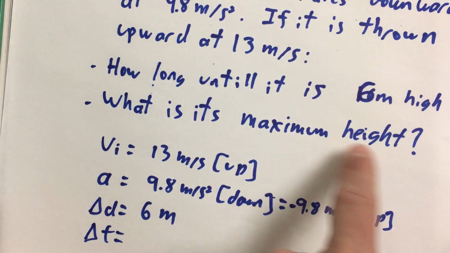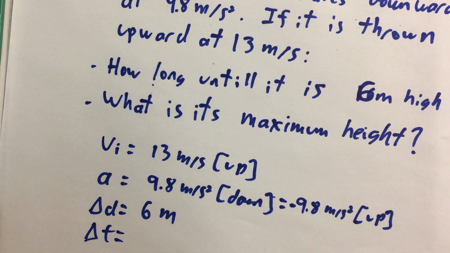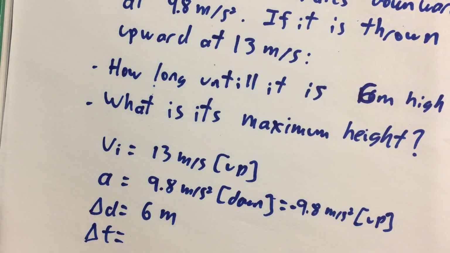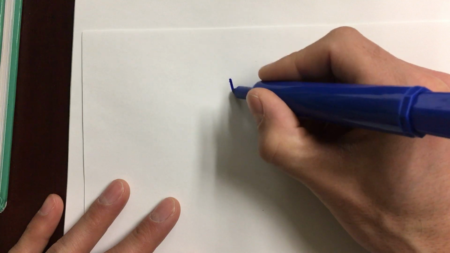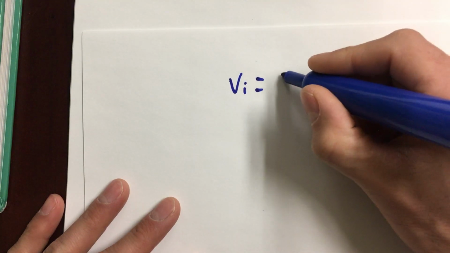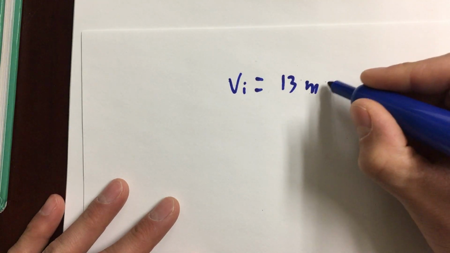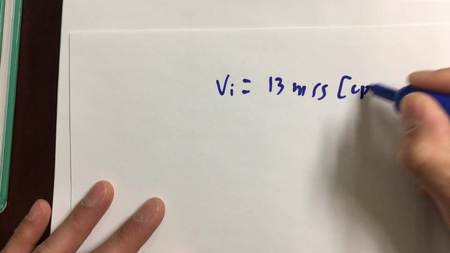Second part of that question I asked was, what was the maximum height? What was this ball's maximum height? Okay, so how do I figure this out? I've got an initial velocity of 13 meters per second up.